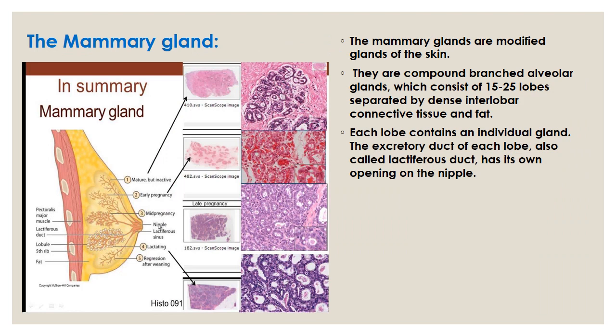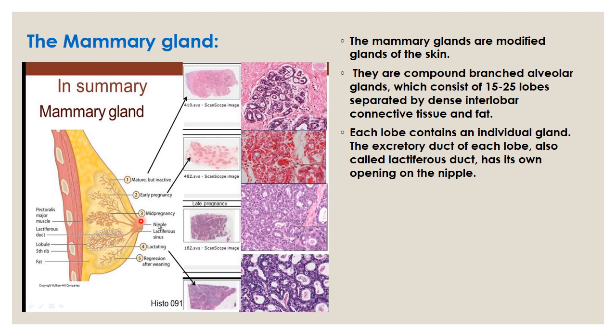Now the mammary gland. The mammary glands are all modified glands of the skin. They are compound branched alveolar glands, and they are composed of 15 to 25 lobes, which are separated by dense interlobar connective tissue. And a variable amount of fat is also present in the connective tissue stroma. So each lobe contains an individual gland, and the excretory duct of each lobe is called the lactiferous duct. This lactiferous duct opens onto the surface of the nipple.